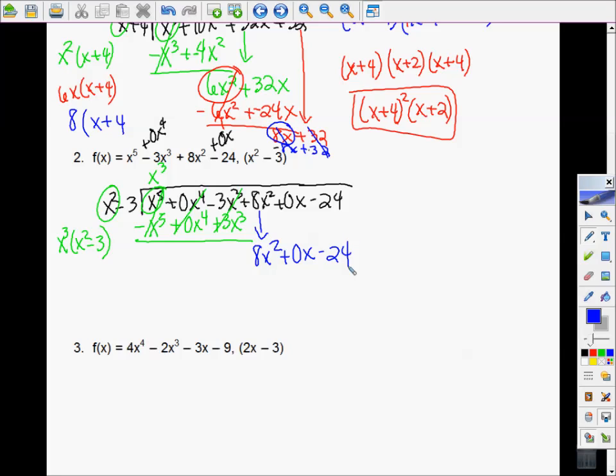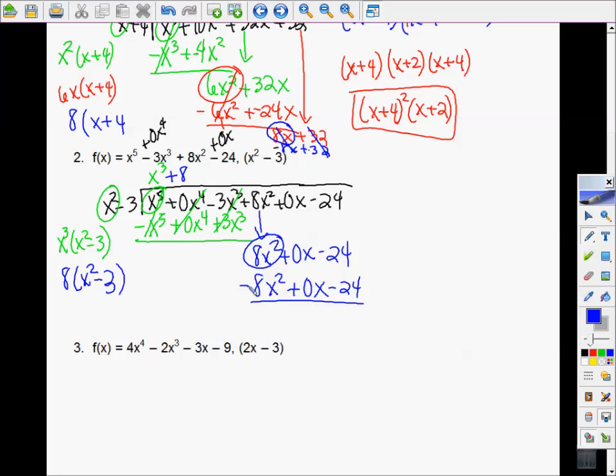Again, what am I focusing on? The first term. So how can I take x squared and change it into 8x squared? 8. I'm gonna add 8. Okay. I already have the square. The only thing I'm missing is the times 8. So I have 8 times x squared minus 3. So 8 times x squared is going to give me 8x squared, I'm not going to end up with a 0x. And 8 times negative 3 is negative 24.